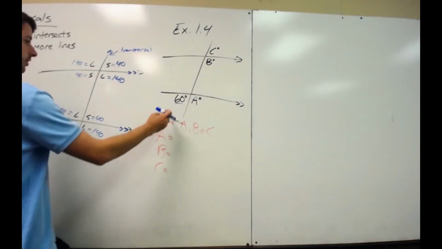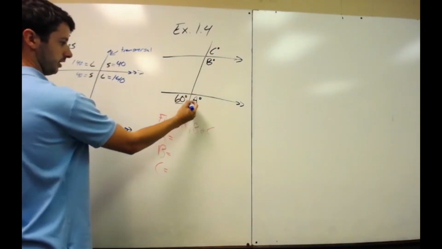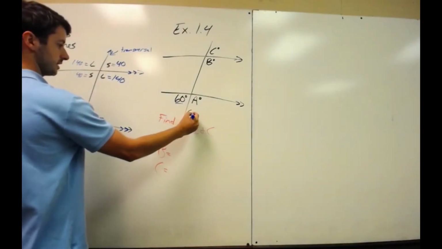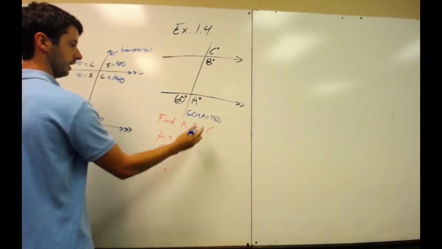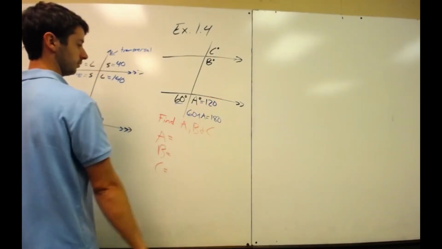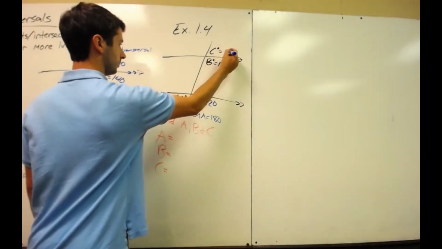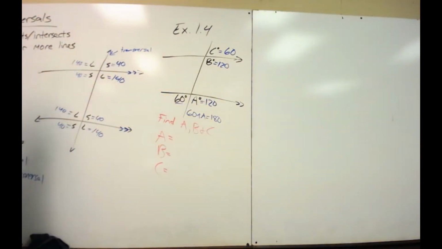So you could solve it that way, knowing all the small angles are 60, or you could solve this knowing that they're supplementary, so they add up to 180. So 60 plus angle A equals 180. Therefore, angle A equals 120. So all the large angles are 120, and all the small angles are 60 degrees. And that is transversals.